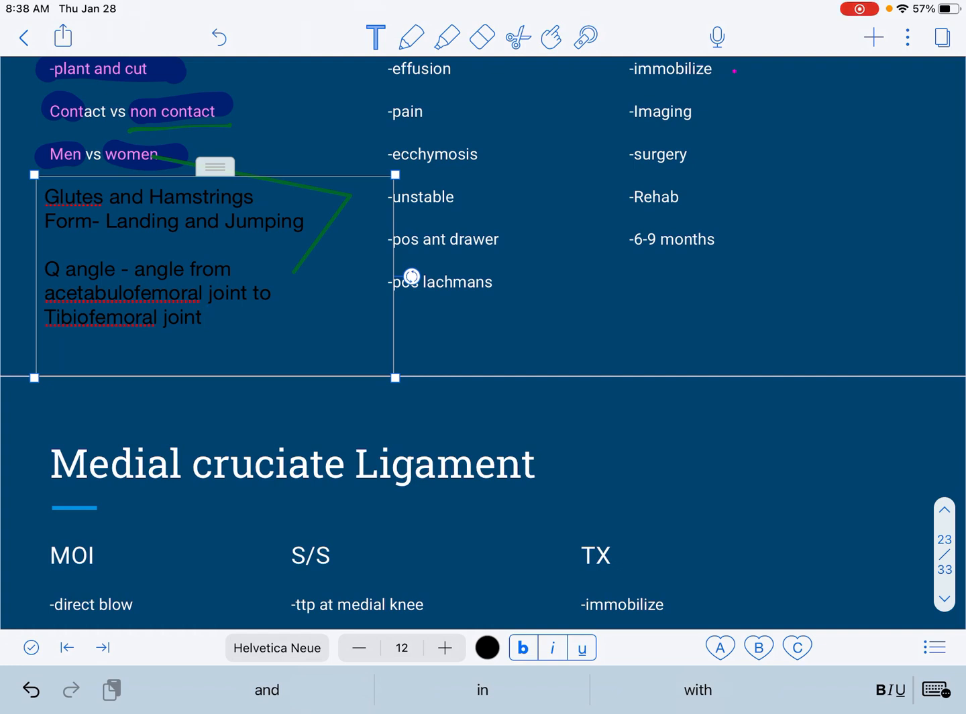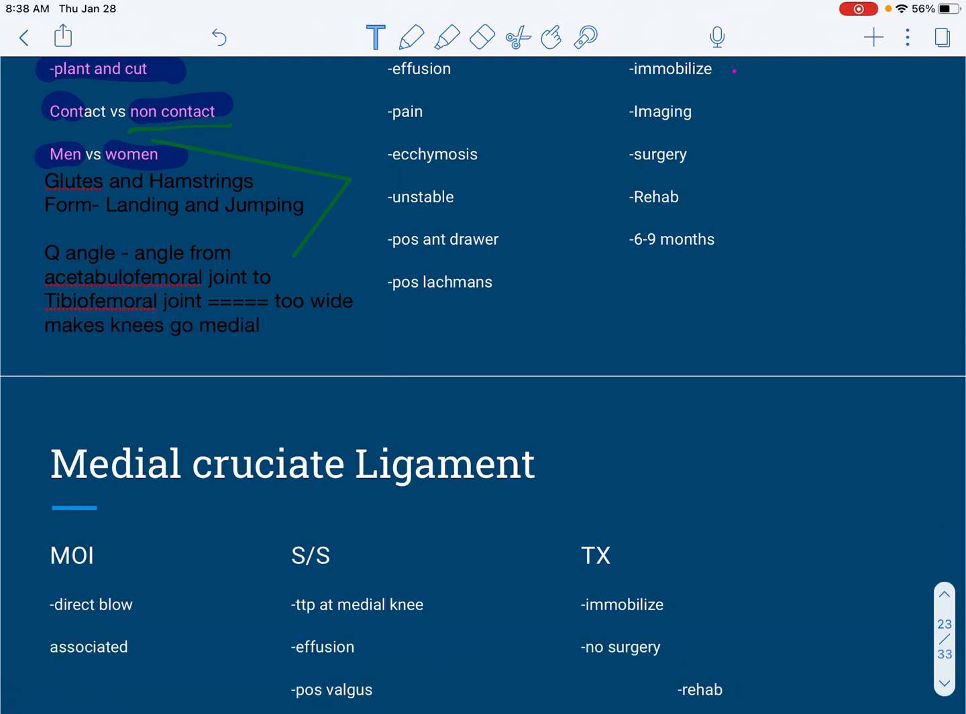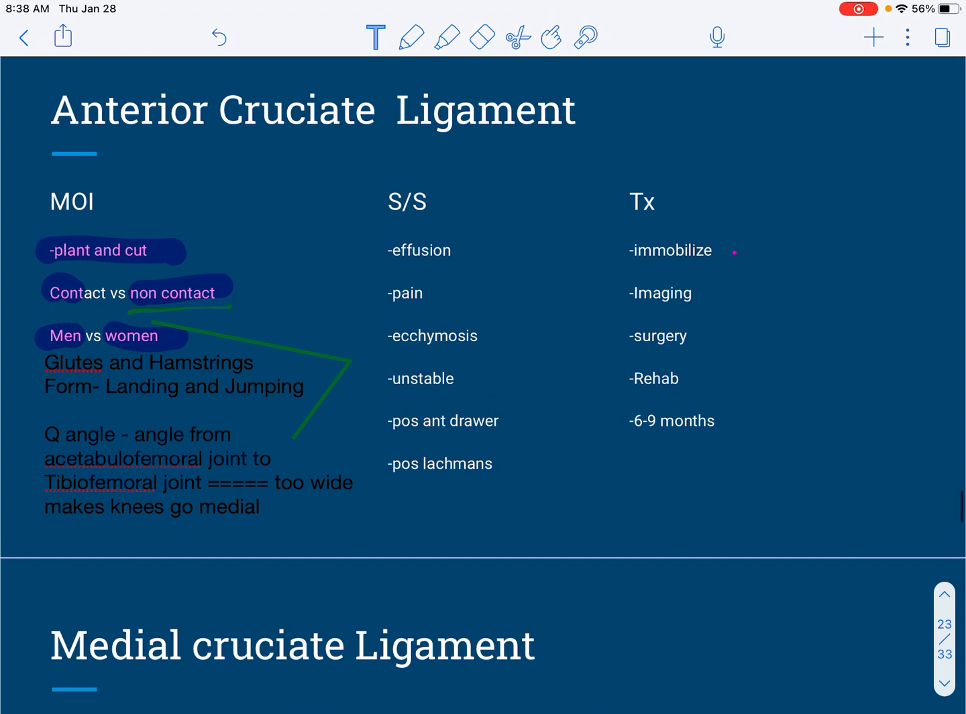And when that angle is too wide, potentially, like sometimes with women, their hips are a little bit bigger or wider, due to childbirth, that causes a bigger Q angle, which makes your knees go medial. Too wide makes knees go medial. That can predispose you to ACL injuries.